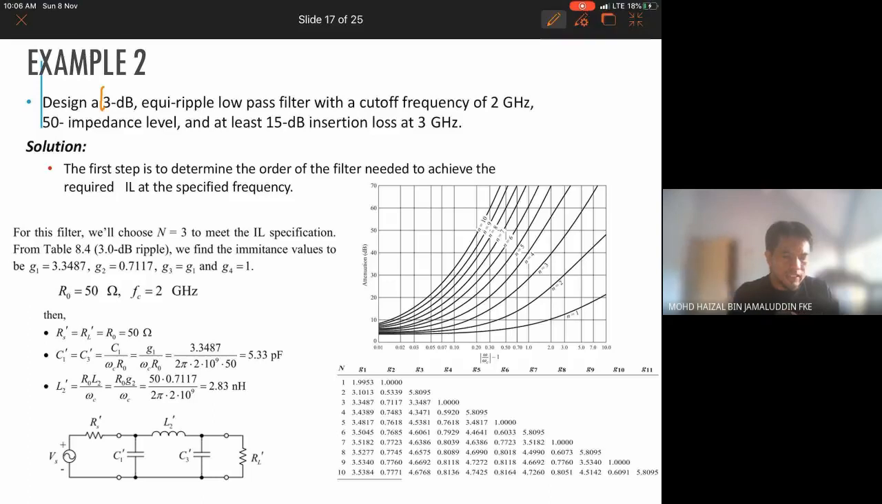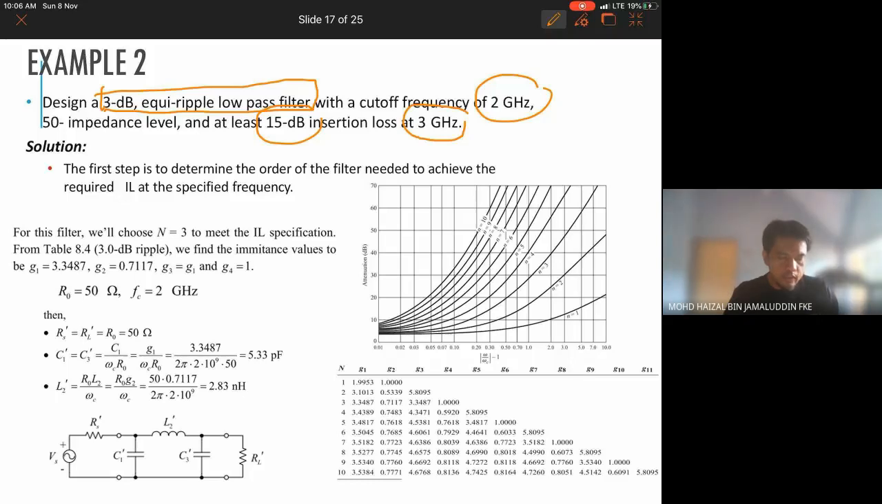Here we use the 3 dB equal ripple low pass filter with a cutoff frequency of 2 gigahertz and 3 gigahertz insertion loss at 15 dB with a 50 ohm impedance level. So it's the same question as before, except that this is for the 3 dB equal ripple. The same as before.